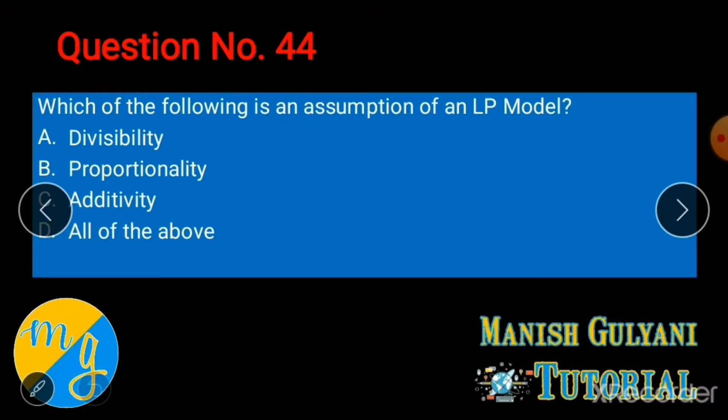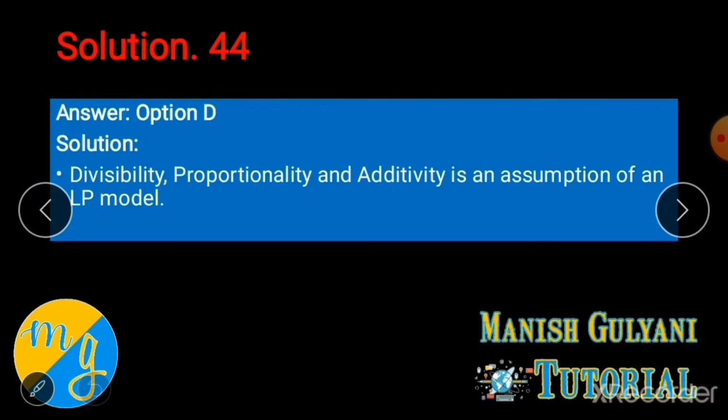Now question number 44: which of the following is an assumption of the LP model? Divisibility, proportionality, additivity, or all of the above. These are all assumptions of the linear programming model. So the answer is D, all of the above. It's a very important part. In my previous video, the last year solution paper, I explained in detail all the assumptions of linear programming.